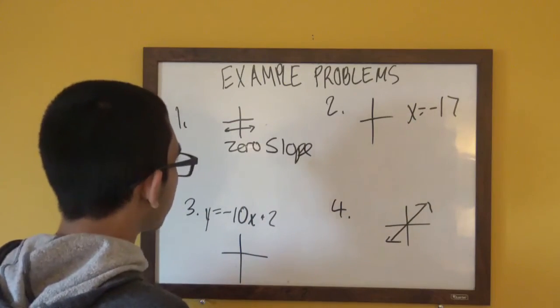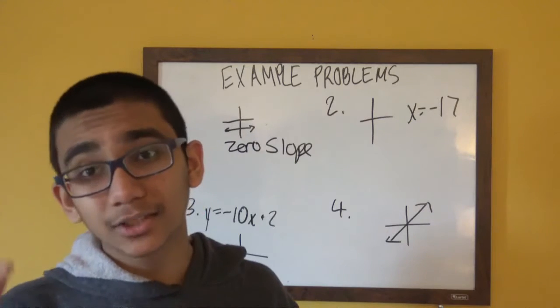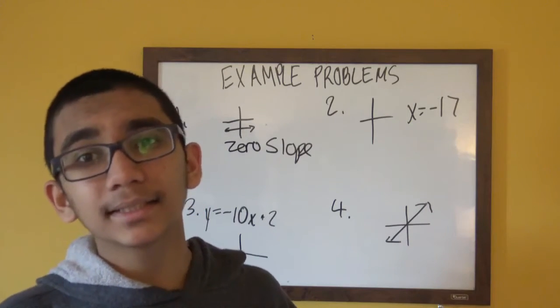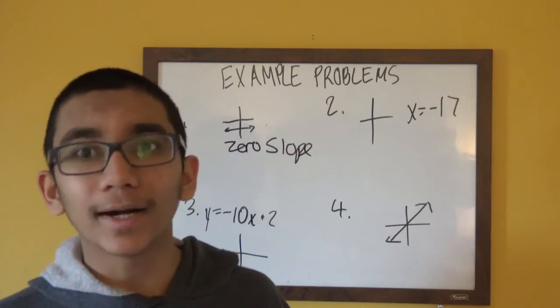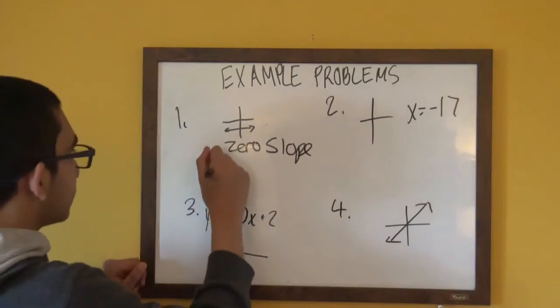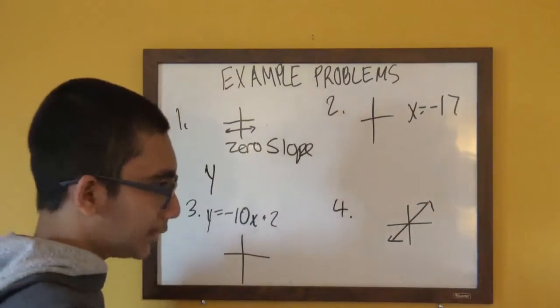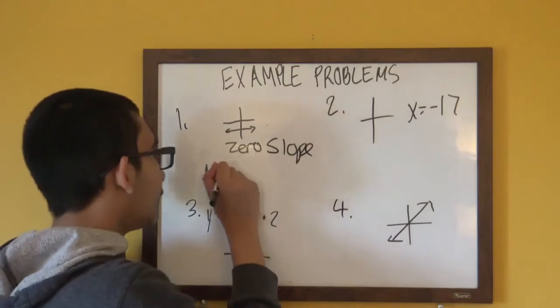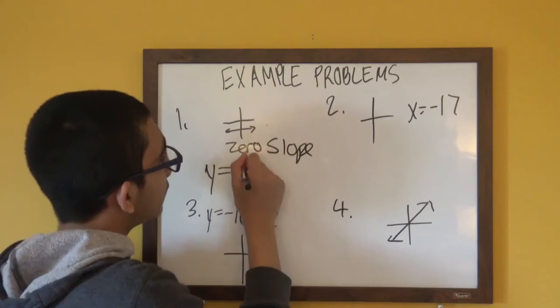And it's horizontal. So the equation, since it's only going through the y-axis, is going to be y equals the y-intercept. Because the slope is 0, we don't even have to write 0x. So y equals, let's say, -5.